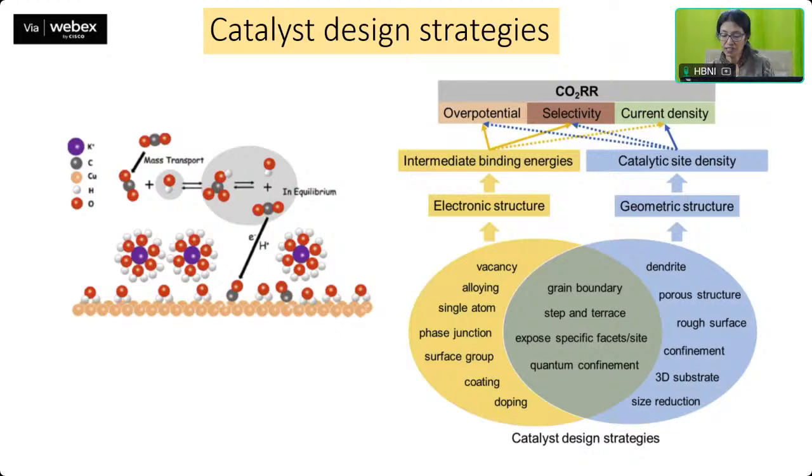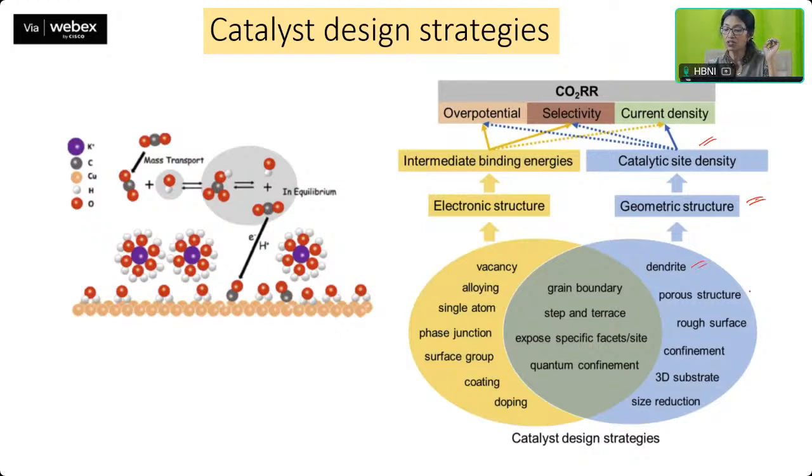So what are these different design strategies? One is that either you increase the current density or you lower the overpotential. These are the two ways you can actually have a very good catalyst. And of course, selectivity also plays a very important role, how selective your catalyst is. So what are the different strategies? For the current density, you have to play with the catalytic site density. When you're talking about the site density, the major thing becomes the geometric structure. And the geometric structure you can tune by playing around with your synthesis process.